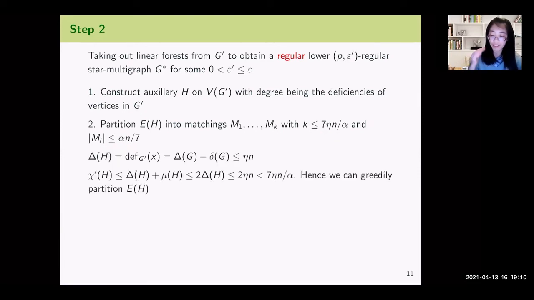And for the second part, why we can do such a partition for the edges of H: because the maximum degree of H is at most 8 eta n, and the chromatic index, by Vizing's theorem, is at most the maximum degree plus the multiplicity of H. Multiplicity means the largest number of parallel edges between two vertices. So that is at most this, and because 2 eta n is less than 7 eta n divided by alpha, we can greedily partition the set of edges of H in the way we mentioned here.